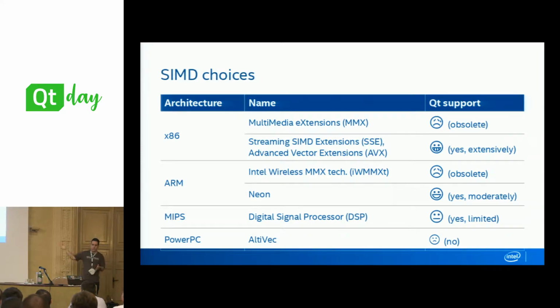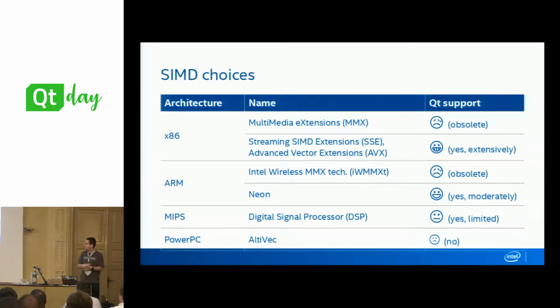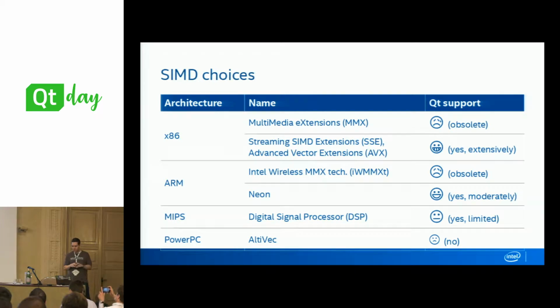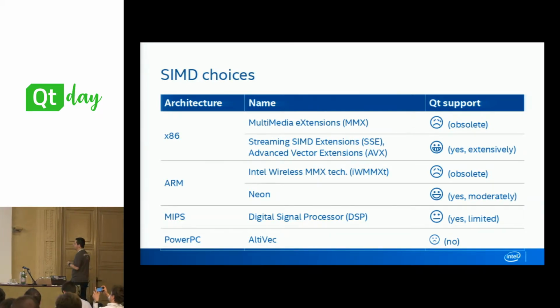Let's take a look quickly at what exists, right? So this is where I actually am talking a little about other platforms. PowerPC has an API. It's called AltiVec. We don't have support for it in Qt at all. MIPS has some support. It's the digital signal processor. They have a couple of others. I haven't seen much use of it. We have some code that does use the DSP. Very limited use. We do have support for Neon in Qt, which is moderate use.